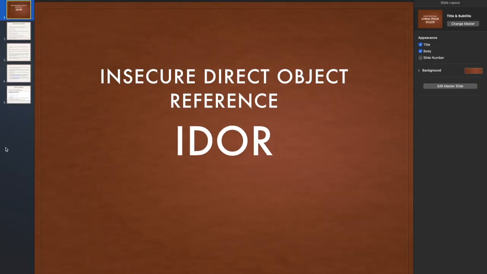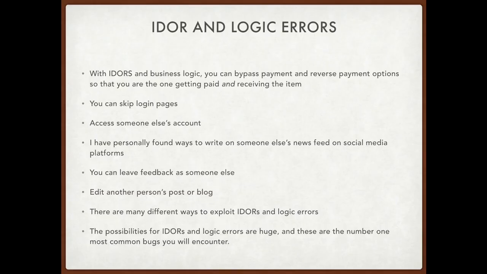And so we're going to begin by looking at insecure direct object reference. These are called IDORs. That really doesn't tell us a whole lot, but they're really simple to understand once we get going. These IDORs are going to be just parameters that we can change, so that we can bypass specific functions on a web app. With IDORs or business logic errors, you can bypass payment options, you can reverse payment options so that you're the one getting paid, you can put things into other people's carts.